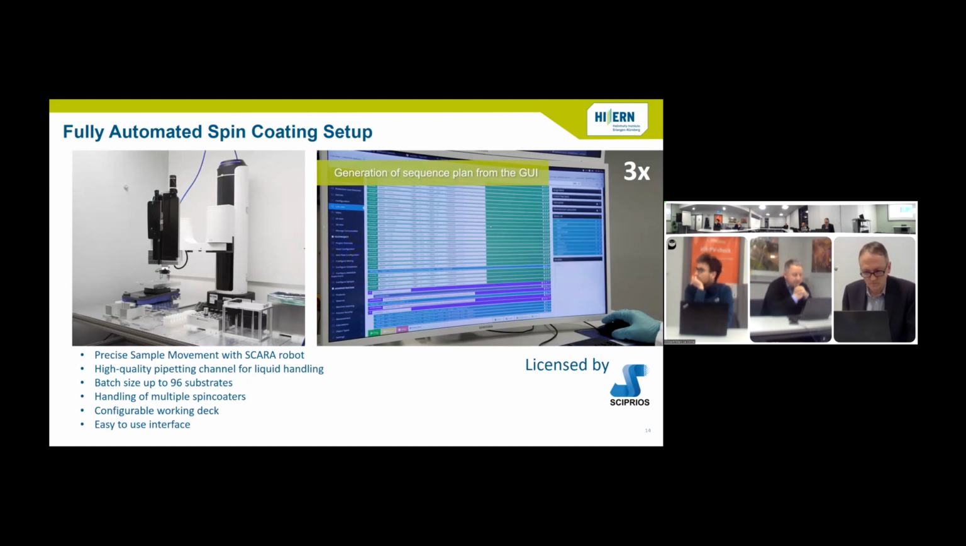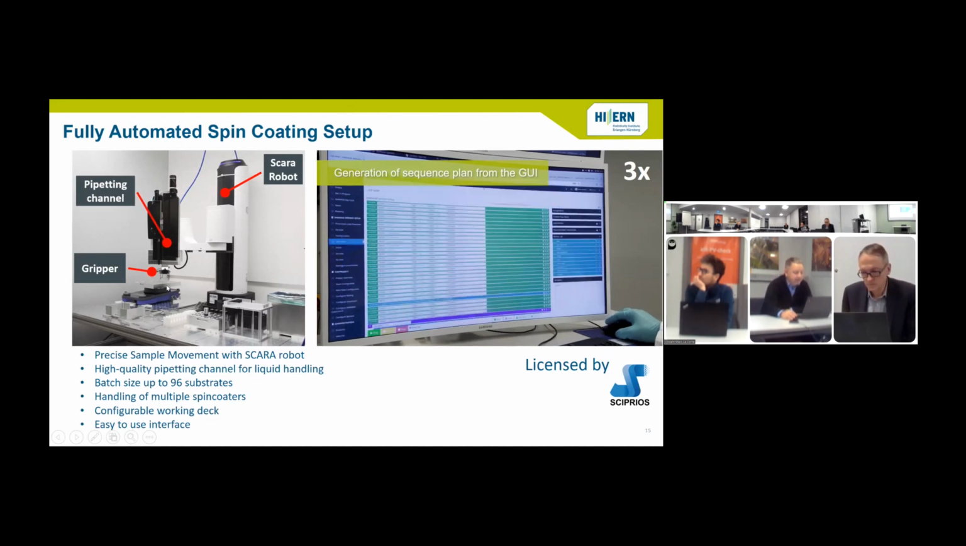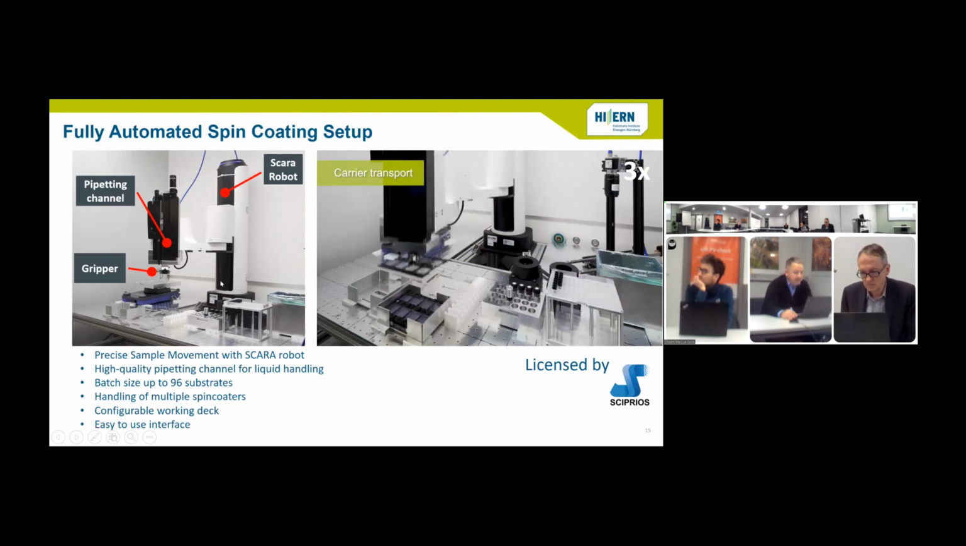For this, we developed a fully automated spin coating platform, the platform we call a SpinBot. What you're seeing here is a SCARA robot. This allows us to move in the X, Y, and Z direction on this work platform here. It includes a gripper, allowing us to manipulate samples. It has a pipetting channel that allows us to aspirate and dispense solutions. And it has a spin coater here on the left.